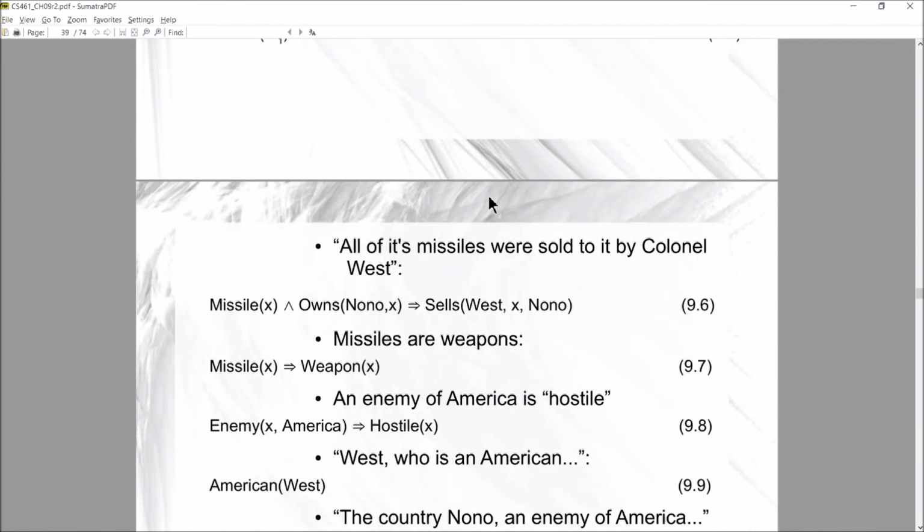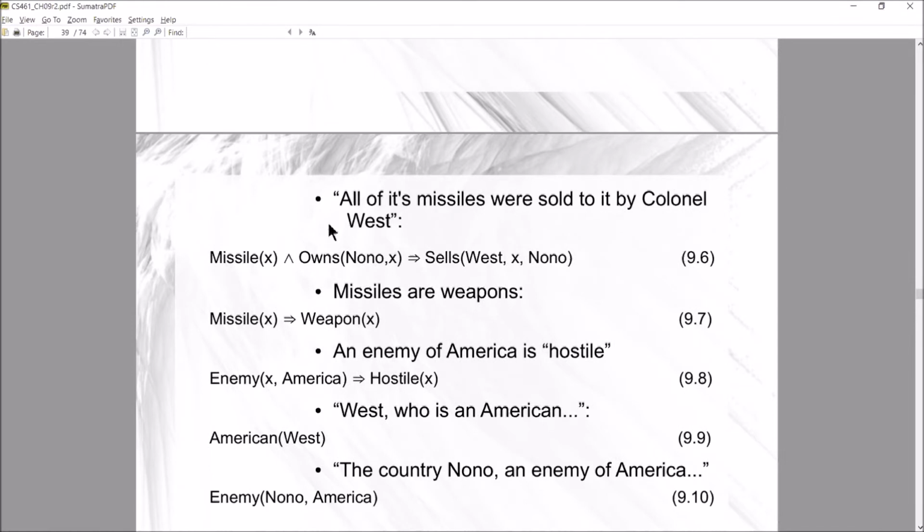All of Nono's missiles were sold to it by Colonel West, so let's go ahead and represent that as a first order definite clause. If X is a missile and Nono owns X, then that implies that West sold that thing, X, to Nono. All of its missiles were sold to it by Colonel West.